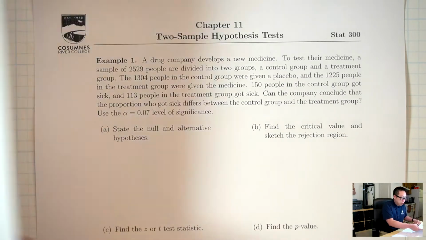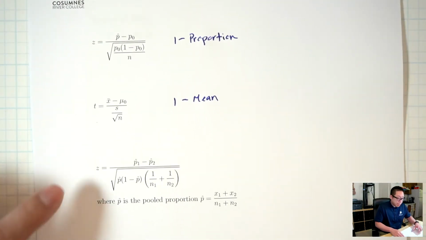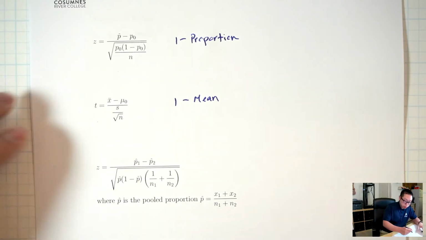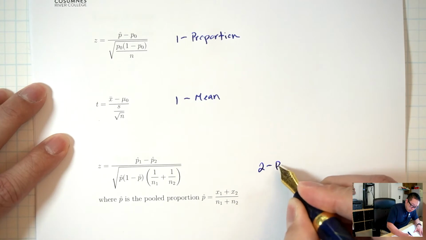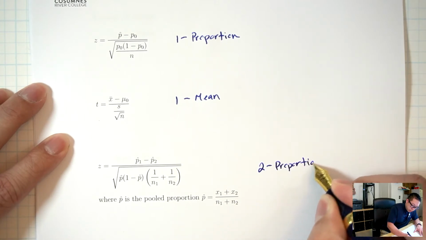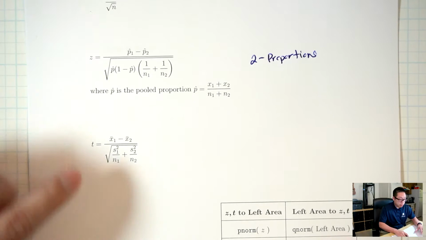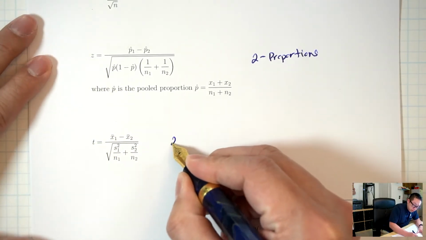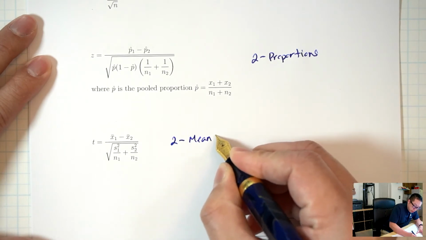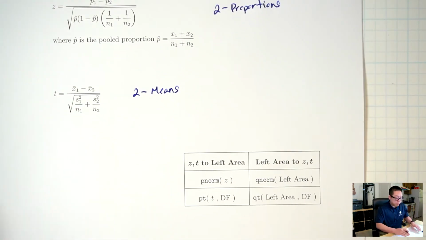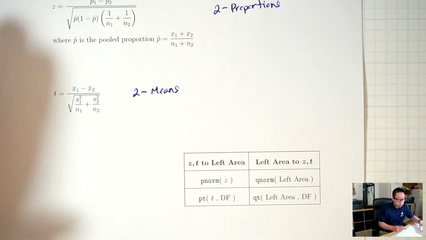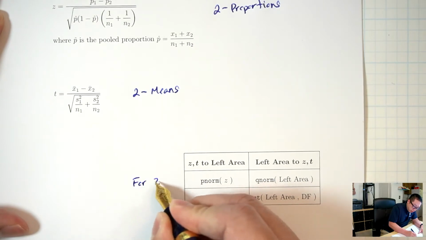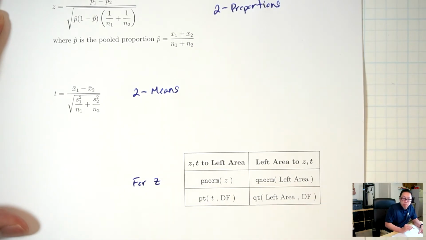So jumping back to the front page, the second Z formula with the P1 hat and the P2 hat, that's going to be for two proportions. The second T formula with the X1 bar and X2 bar are going to be for two means. And then the box at the bottom, same as last time, these are your commands in R. P norm, Q norm are going to be for your Z situations. PT, QT are going to be for your T situations.